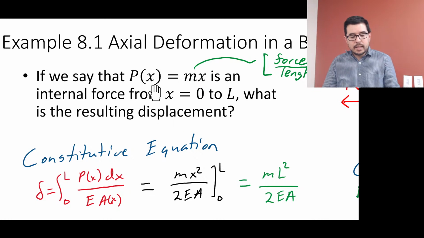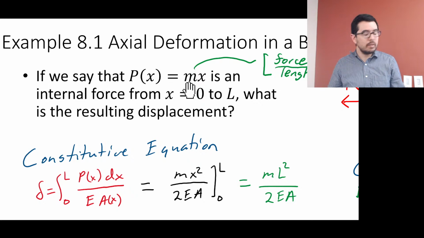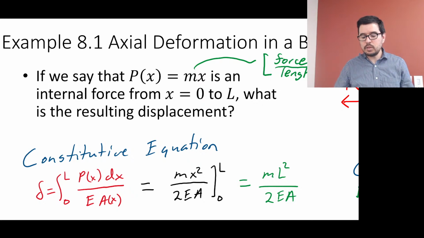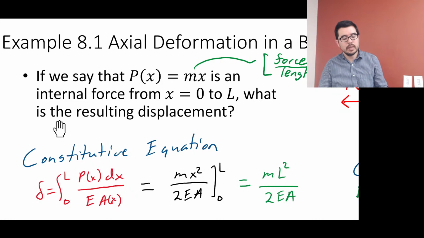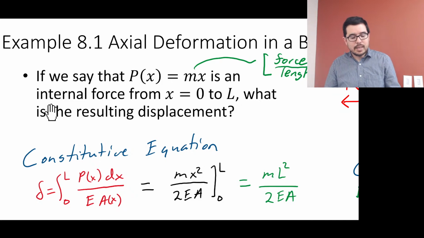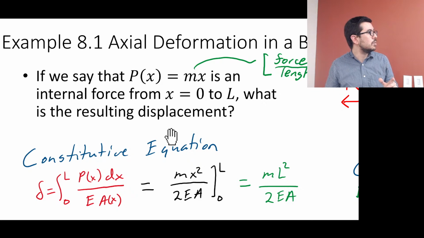So this P, and this is from last time as well, has a function m times x. So at x equals 0, P is equal to 0, and at x equals L, P is equal to mL. Okay? And m has units of force per length. Now we're going to say it's an internal force this time. And the question is, what is the resulting displacement?